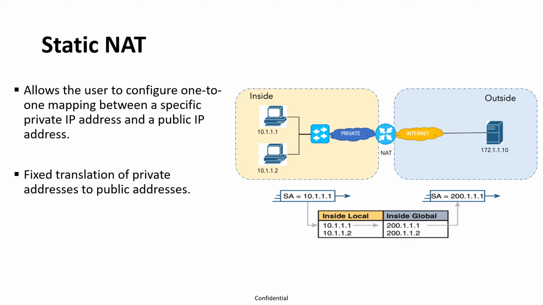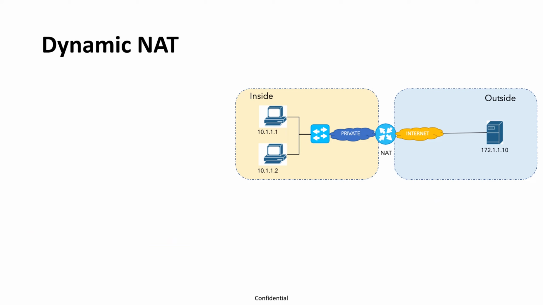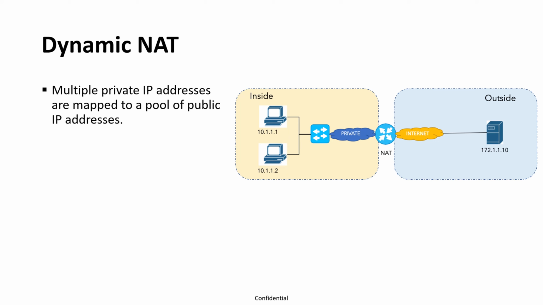So one of the major concerns with static NAT is that for each IP host you need to have a publicly registered IP address for internet access, which completely defeats the goal of reducing the number of public IPv4 addresses needed. And this is where dynamic NAT comes into the picture. In dynamic NAT, multiple private IP addresses are mapped to a pool of public IP addresses.